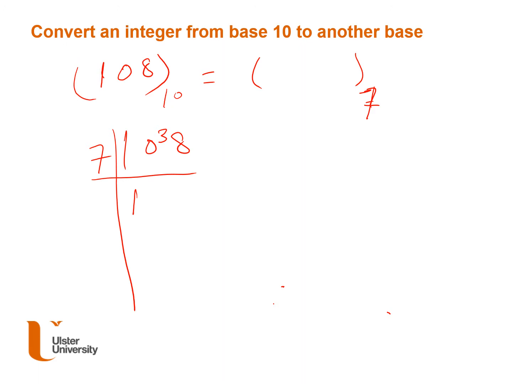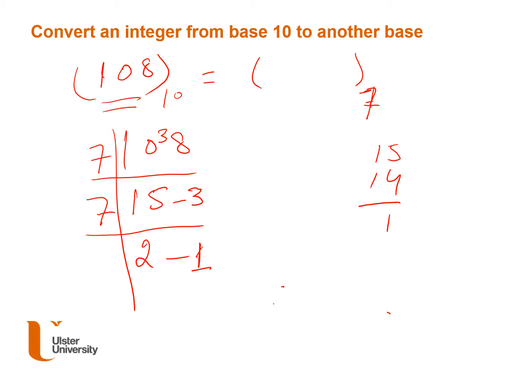And how many 7s are there in 38? 7 times 5 is 35, and the remainder would be 3. How many 7s are there in 15? 7 times 2 is 14, and the difference between 14 and 15 is 1. The remainder would be 1. So when we convert 108 from base 10 to base 7, we need to start from here and then go up. It will be 2, 1, 3. That is the conversion of a decimal number to base 7.